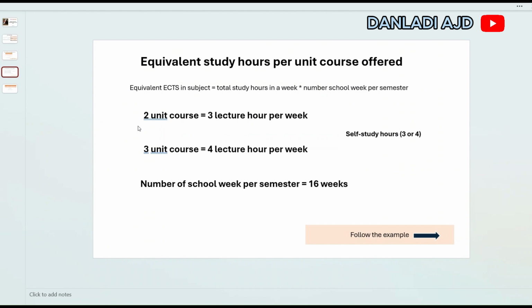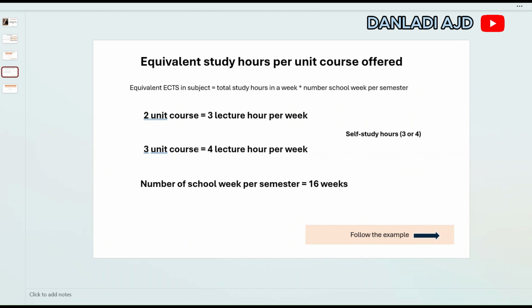His program has asked him to calculate for, let's say, Geo 235. So what does he do? Now, we will need to understand that equivalent ECTS in a subject is equal to the total study hours in a week multiplied by the number of school weeks per semester. Now, in most universities, a semester is 4 months. In a month we have 4 weeks. So multiply that 4 weeks by the number of months, which is 16 weeks.